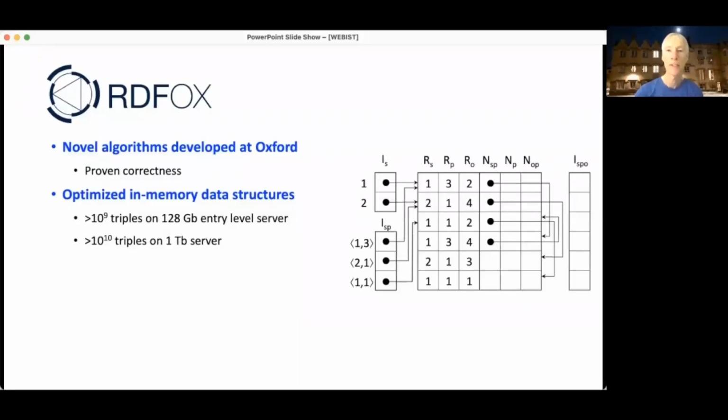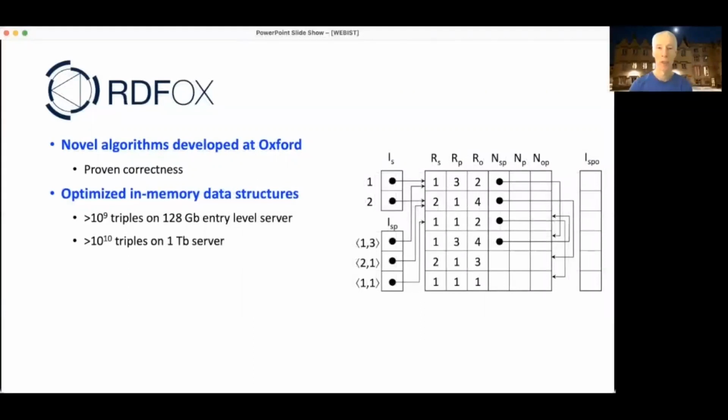These considerations led us to develop novel in-memory data structures for RDFox. This obviously limits the size of the graph that can be stored in a single server, but careful optimization of the data structures allows for billions of triples to be stored even on a relatively modest server, and tens of billions on larger machines, which is enough for most realistic applications.